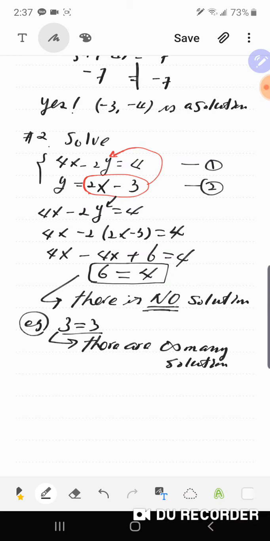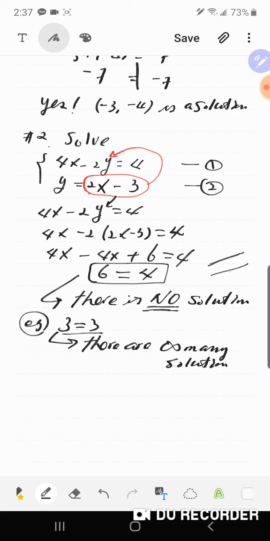We cannot find any pair that satisfies these two equations. This means there's no intersection at all. Line 1 and line 2 are parallel, so they never intersect. Then we get this false statement. So whenever you have a false statement, the answer is what? No solution.